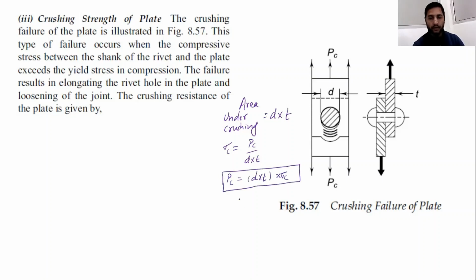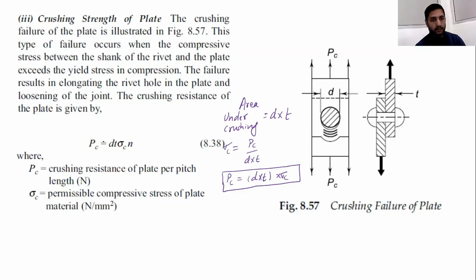And if there are number of rivets, so multiply with n in this formula. Okay, ये देखिए, this is the formula. Pc will be equal to d into t into sigma c into n. n is the number of rivets. So I hope all these three strengths are now clear to you. As you know, we have derived three strengths. First was shearing strength, second one was tensile strength of the plate between the rivets, and third one was crushing strength of the plate.